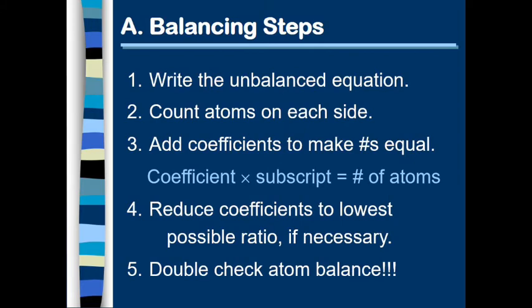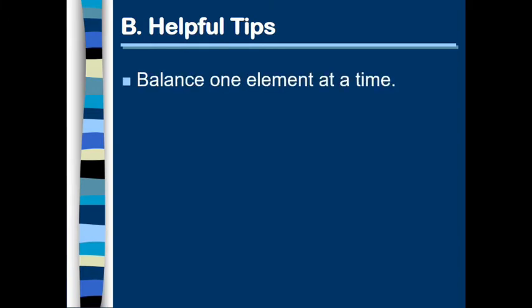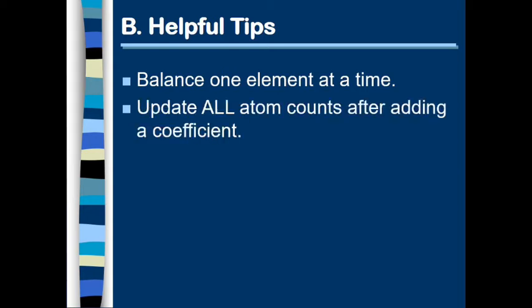Some other helpful tips before we get to our example. I highly suggest balance one element at a time. So once you add a coefficient, then recount your atoms. Add a coefficient and then recount your atoms. Do this after each coefficient. Please don't add 2 coefficients at one time, because you think in your head that you know where you're going, and it is really common for mental mistakes to happen there.